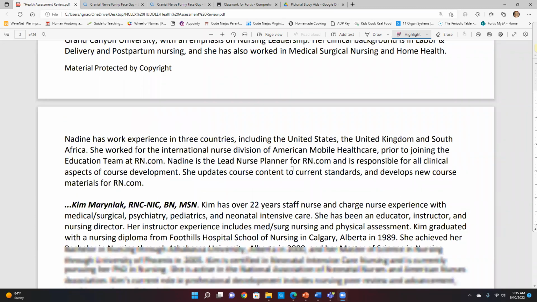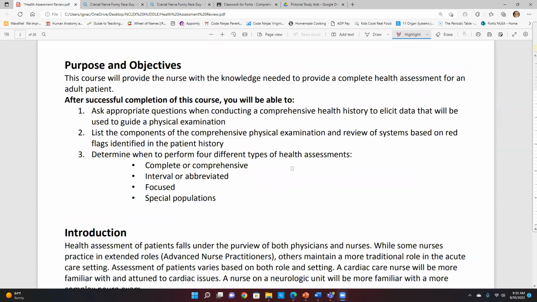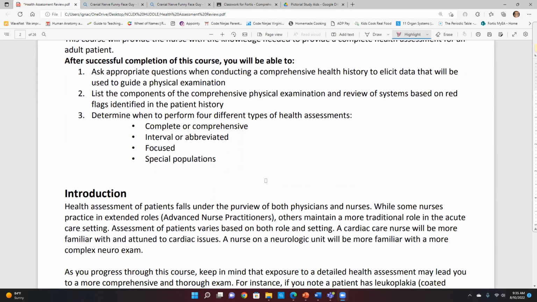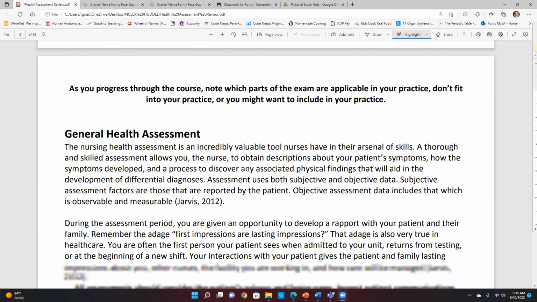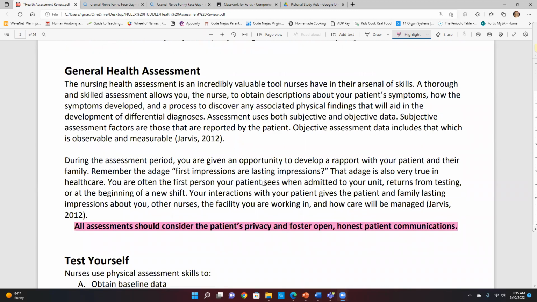Okay, and this is one of the cornerstones of what we do as nurses, right? So when we think about assessment, I want you to think about the general health assessment. General health assessment is just an invaluable tool, and it begins when the patient walks in front of us or when we go into the room. So whenever we first see the patient, we are looking at them from head to toe.